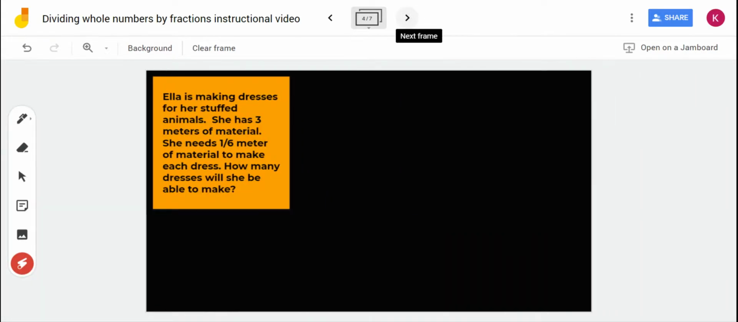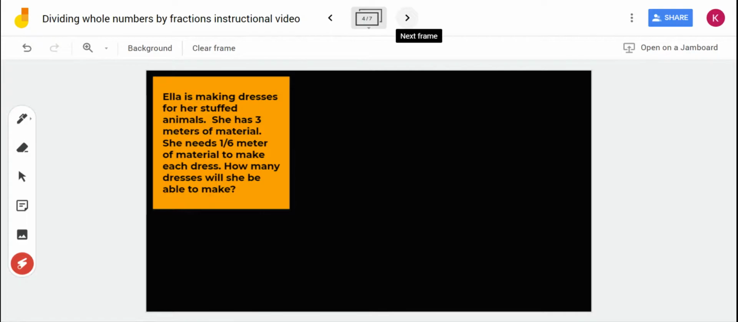Let's keep going. Ella is making dresses for her stuffed animals. She has 3 meters of material. She uses 1/6 meter of material to make each dress. How many dresses will she be able to make?